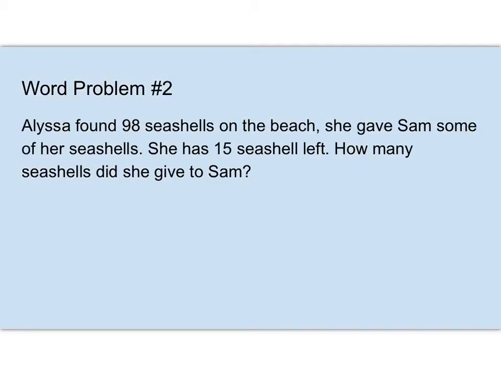Alyssa found 98 seashells on the beach. She gave Sam some of her seashells. She has 15 seashells left. How many seashells did she give to Sam? So our unknown is the number of seashells she gave to Sam. So number of seashells. And we'll call it S for the number of seashells.